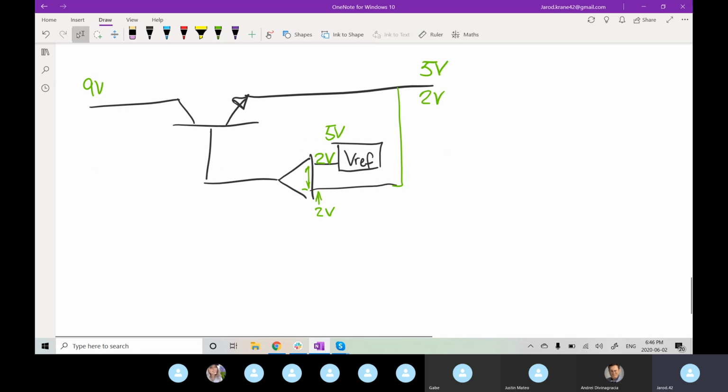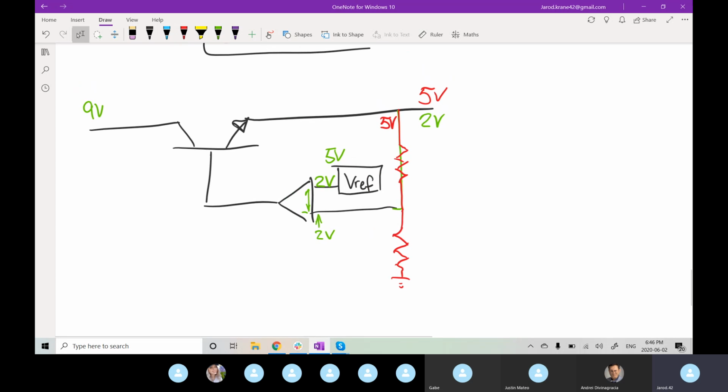To solve this, if we want to see the 5 volts on the output, what we can do is a voltage divider before we send it to the pin, of whatever ratio is required, such that 5 volts on your output will equal 2 volts on your negative pin.